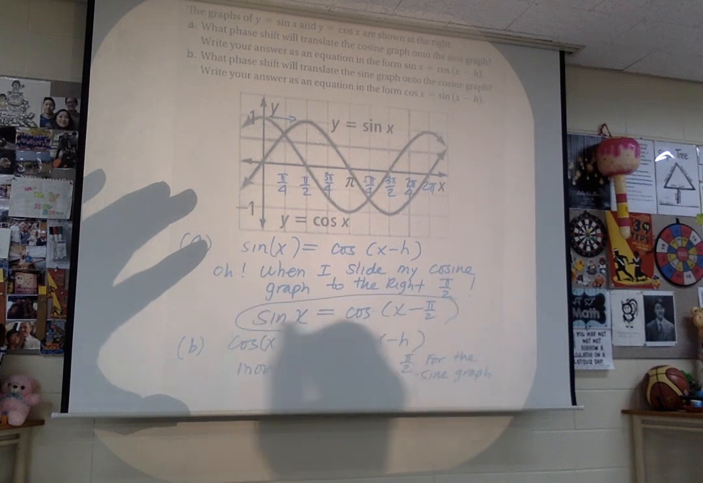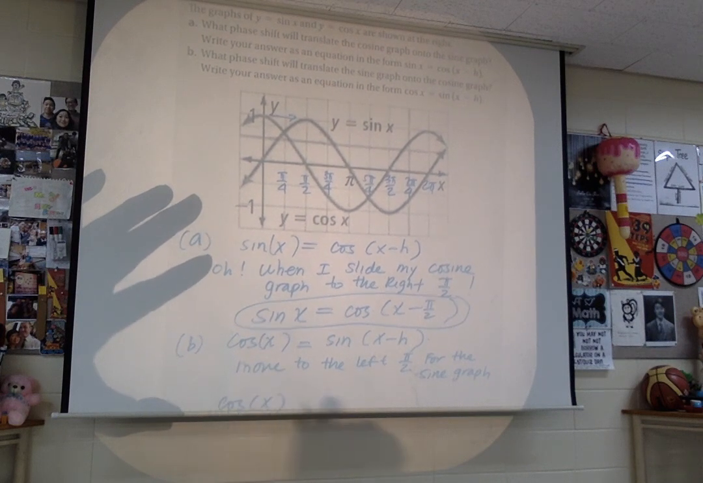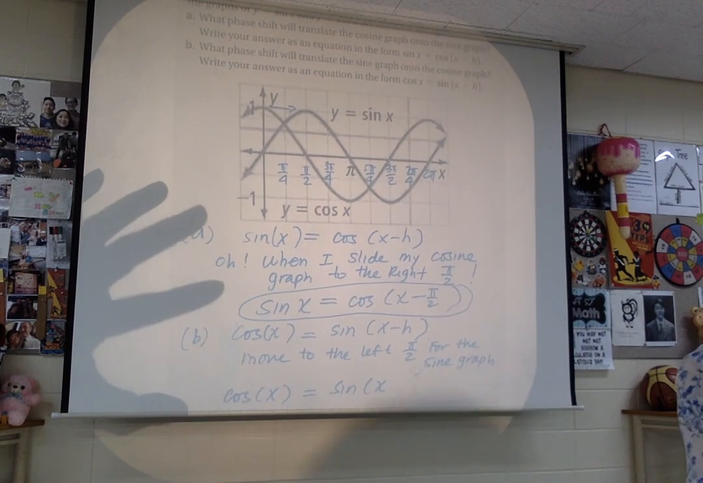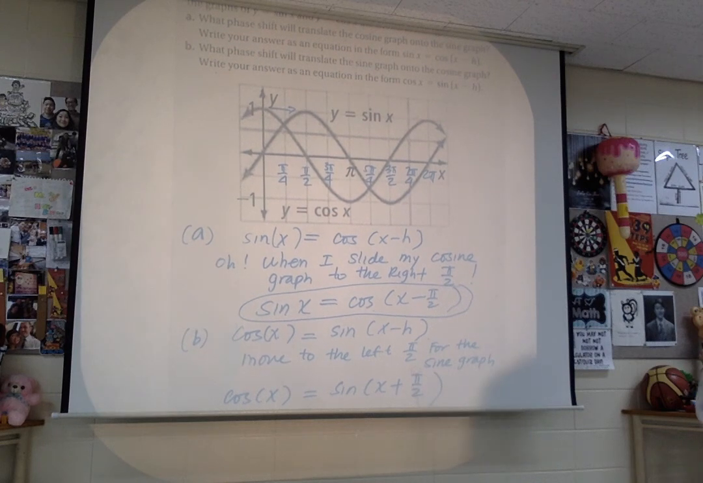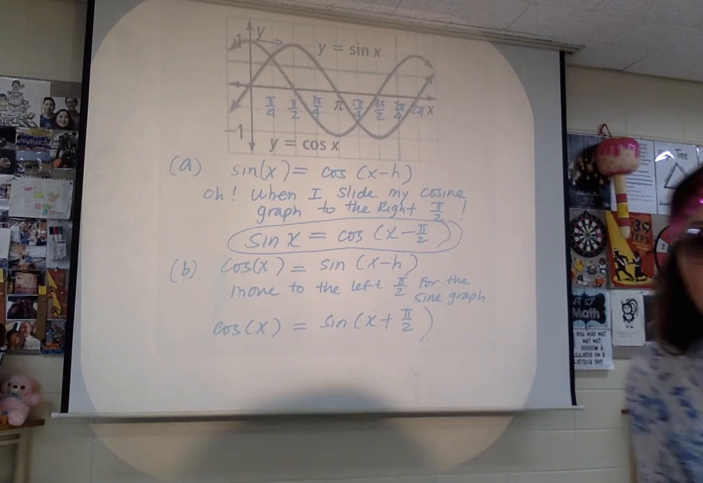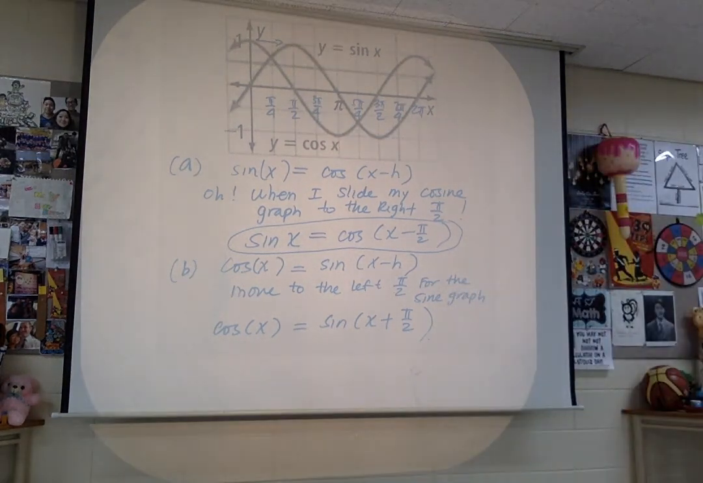So I'm going to circle this answer here. So I'll do the same thing. So cos x is equal to, when sine is shifted, how much? To the left though. So it's going to be pi over 2 to the left. Could you guys get that? Make sure you understand that, okay guys? It's pretty nifty, okay? All right.